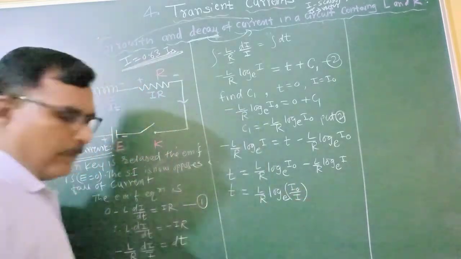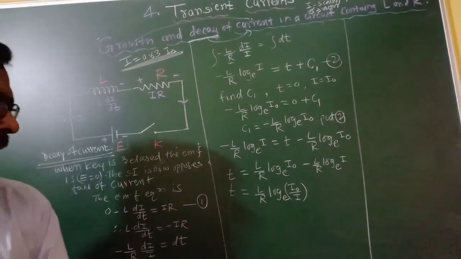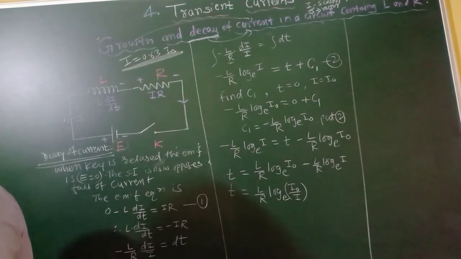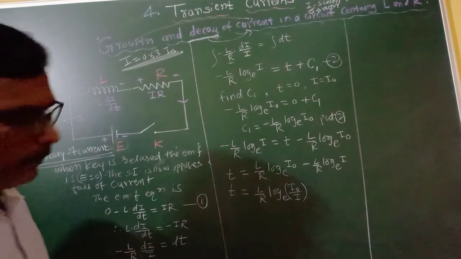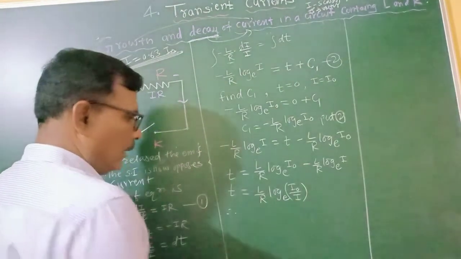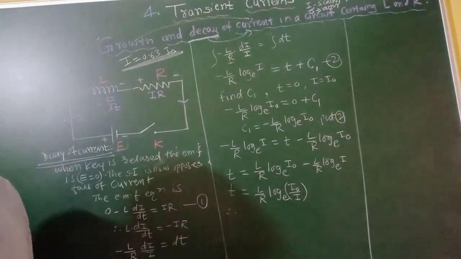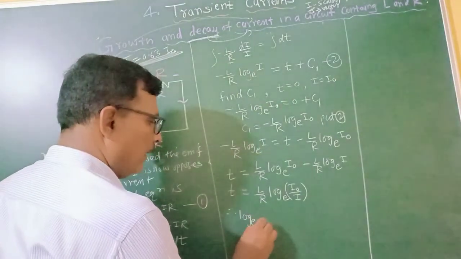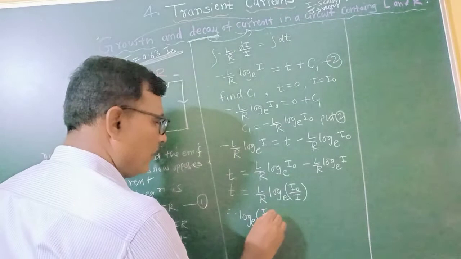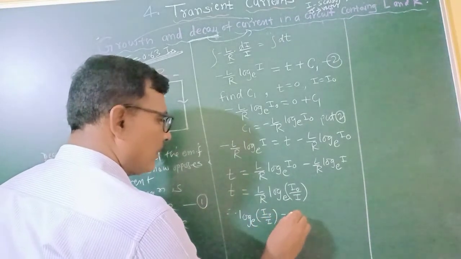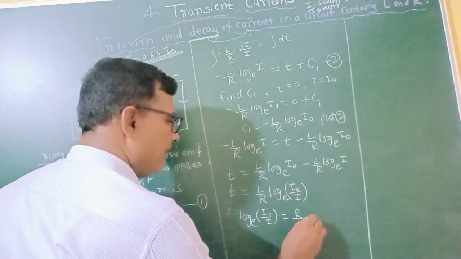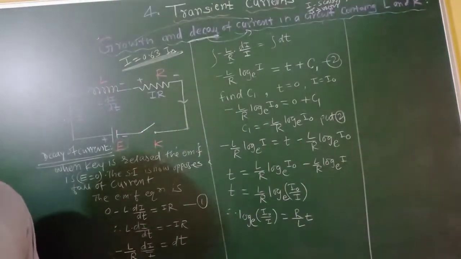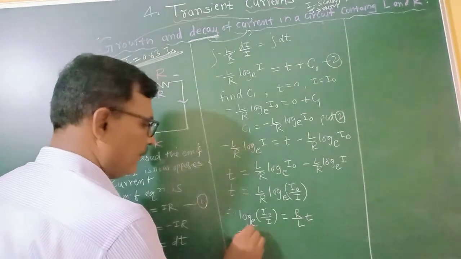This is the value we have to consider for the equation, that is t is equal to L by R log to the base e of I0 upon I. Therefore, here R and L go to the other side, and we get log to the base e of I0 upon I is equal to R by L into t. Taking exponential on both sides.